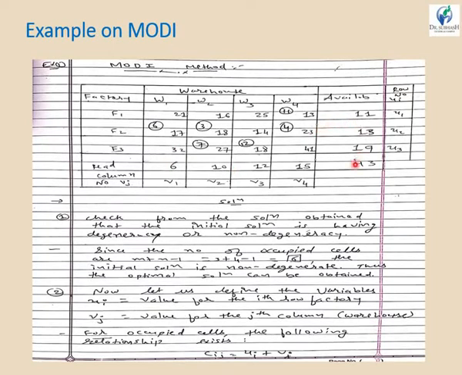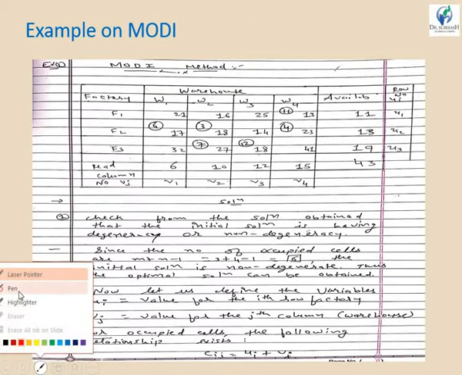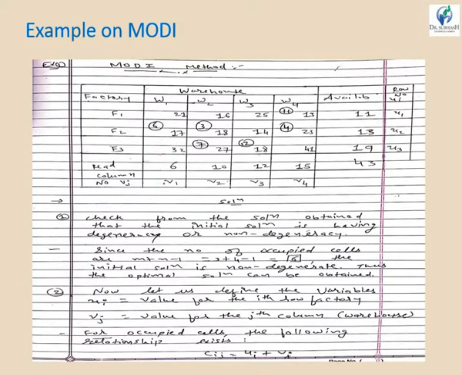Requirement, availability. Now the new thing that is included in this MODI method is that we will have to calculate the row values and column values denoted by ui and vj. You can see over here, for the columns we will write V1, V2, V3 and V4, and for the rows there are 3 rows, U1, U2 and U3. We will have to find all these values of U1, U2, U3 and V1, V2, V3, V4.